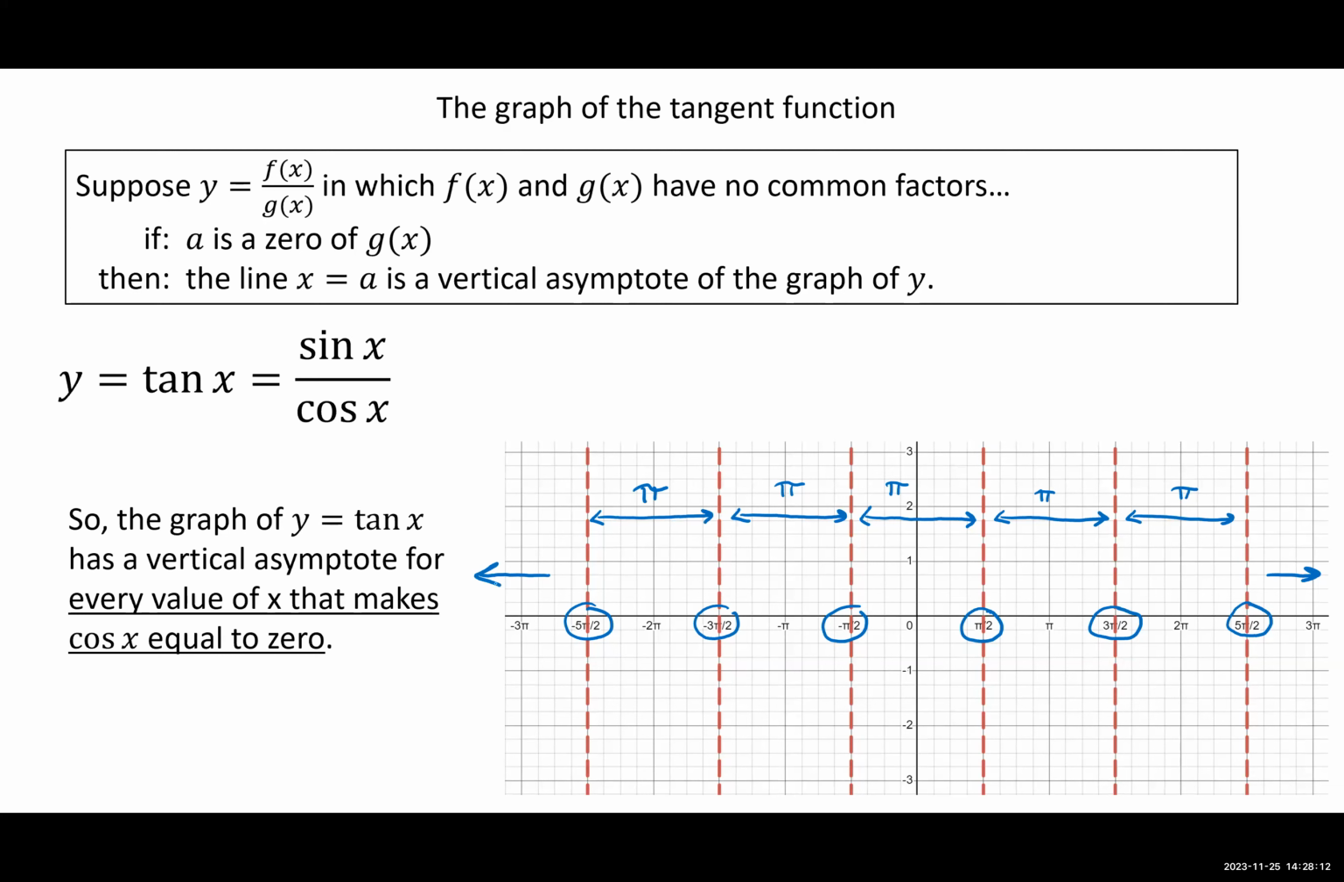So for the tangent function, we're going to do a couple of things. We're going to evaluate or discuss what happens at the asymptote. And then we're going to plot a couple of points. Maybe we'll plot 3 points.